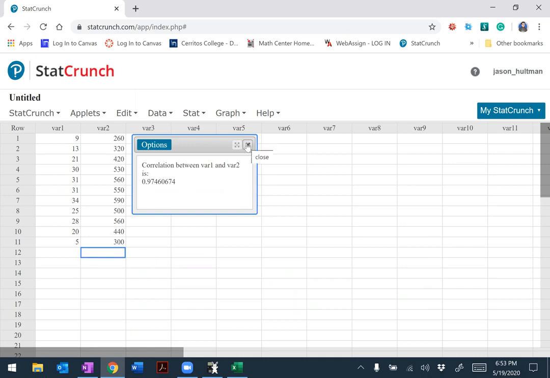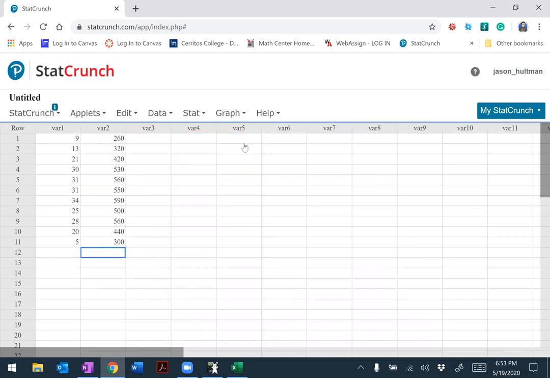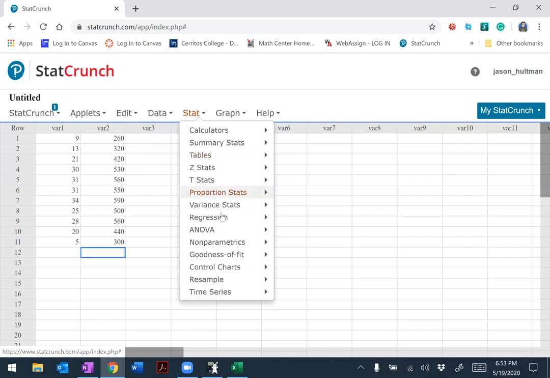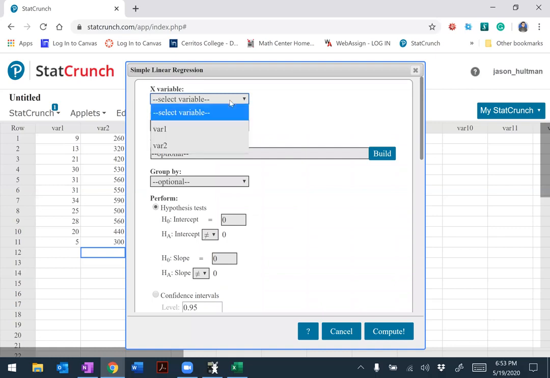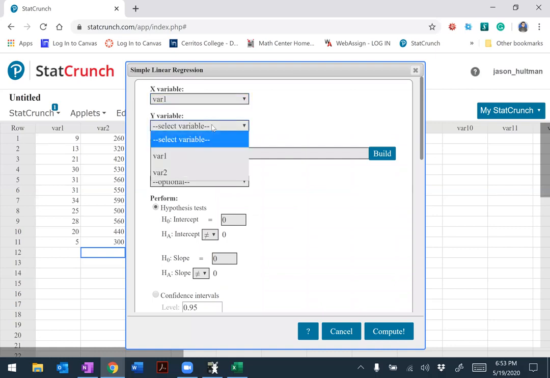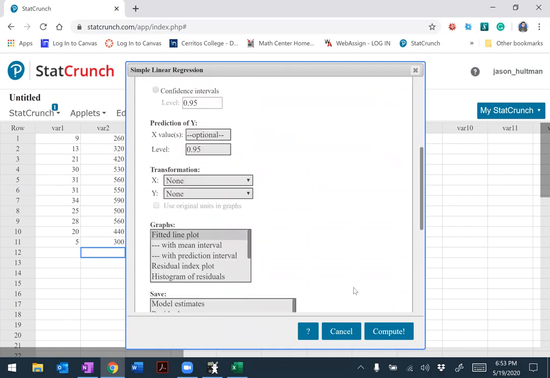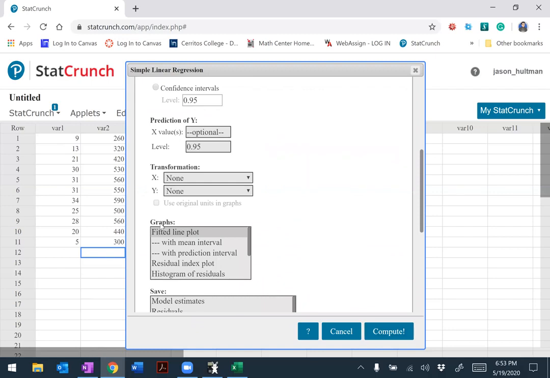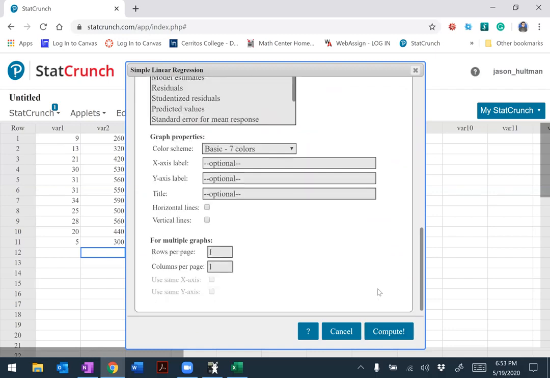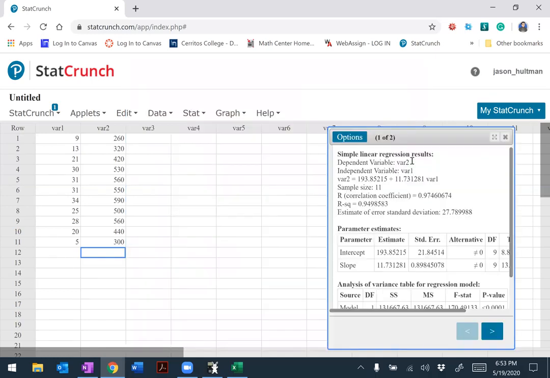Now, what's the regression equation? Okay, let's do the regression equation in StatCrunch. Okay, so we're going to go to Stat. Regression, where's regression? Okay, Regression, and Simple Linear. Stat, Simple Linear, select your X variable. The X variable is var1. The Y variable is var2. Okay. And the graph will be a fitted line plot. That's fine. Okay, and let's calculate this out.